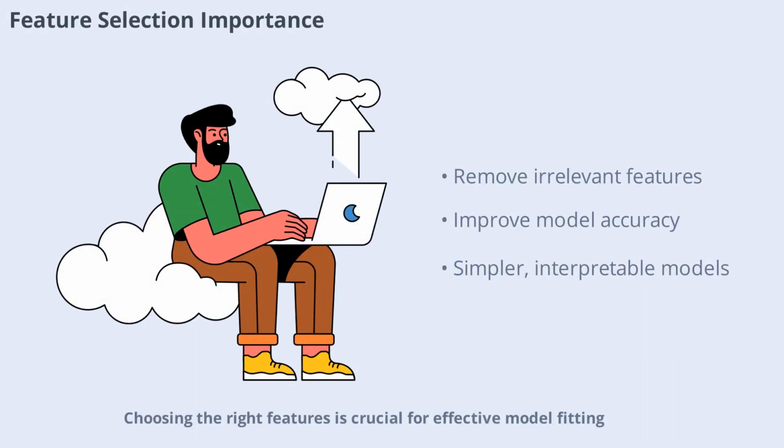Choosing the right features is crucial for effective model fitting. Irrelevant or redundant features can confuse the model and reduce accuracy. Feature selection techniques help you identify the most important variables, leading to simpler, more interpretable, and more accurate models.